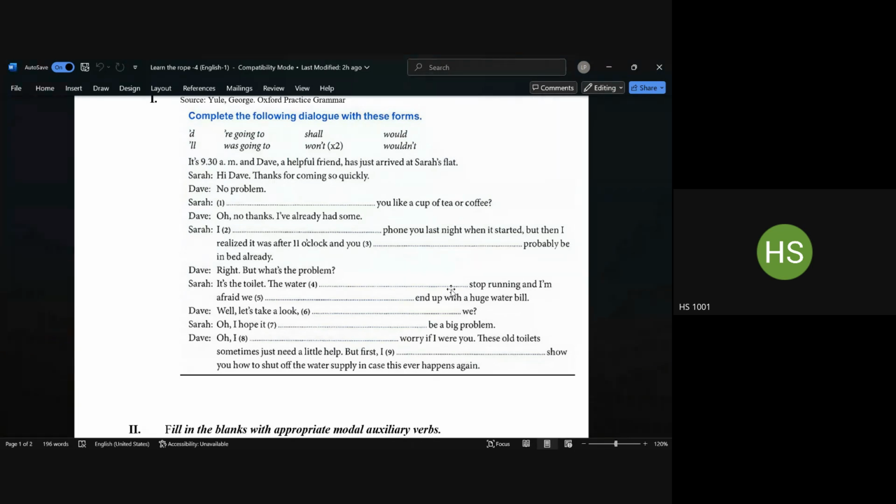So now with each of the blanks here, you'll have to tell me in what sense the modal verb is used. How is the modal verb would used here? Is it used in its core meaning, or is it used in its formal, polite meaning? Would you like a cup of tea or coffee?